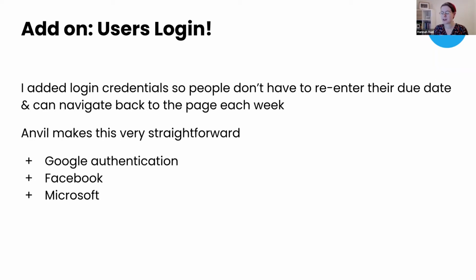Anvil makes this pretty straightforward. There's literally a button that you click to add a user's service. And I have a login button at the top that I connected up to check whether someone already has a user account. And if they don't, then it creates one for them. And that's another table that I will also show you when I do the code walkthrough.